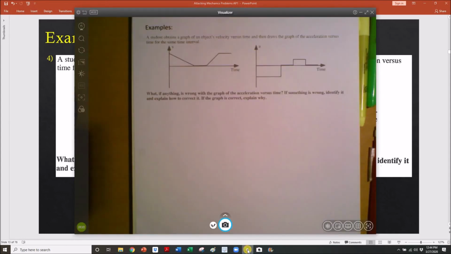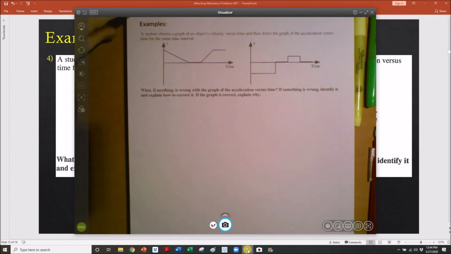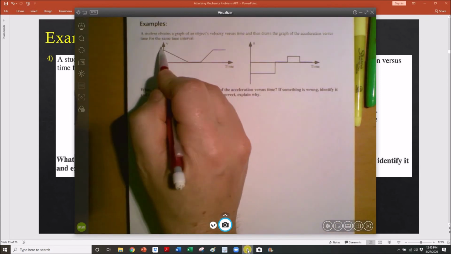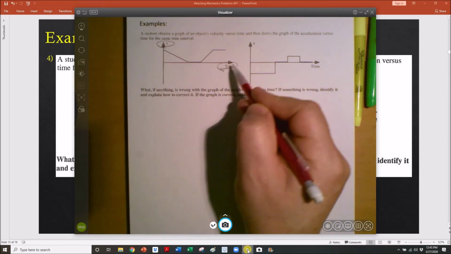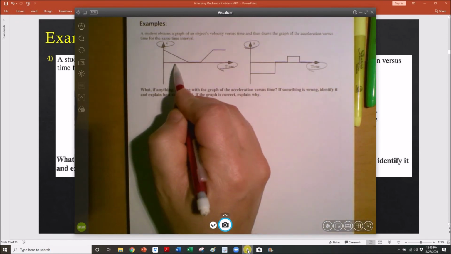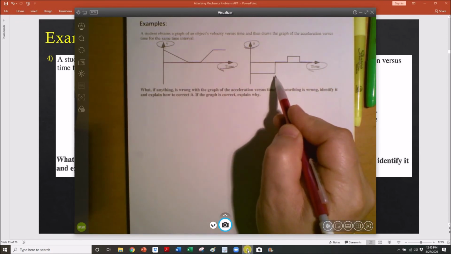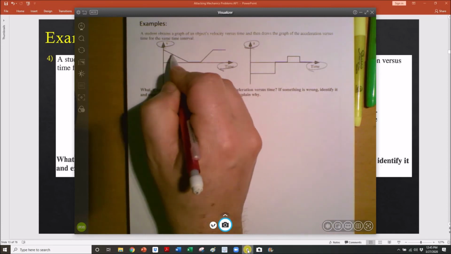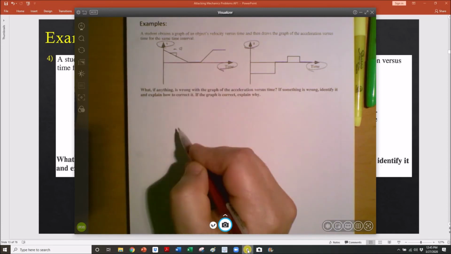All right, so let's take a look at it. And some of you will remember this one from class. I did this one in class with all of you. So this again is a velocity time graph. This is an acceleration time graph. So that means the slope of this graph should equal the values over here. So this is a negative slope, so that's a negative acceleration.